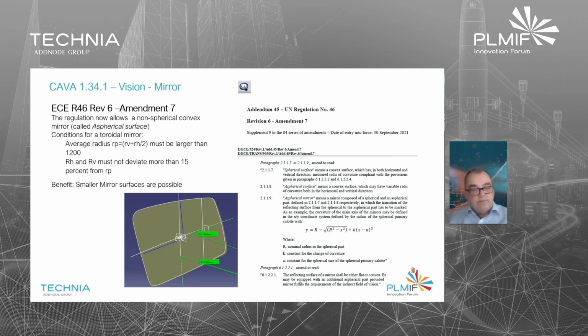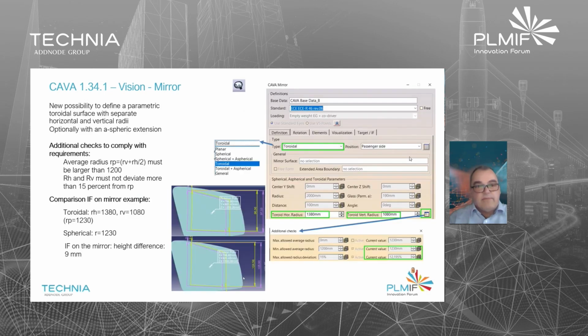But the camera monitor systems are still in challenge with the mirrors. It's not clear which the customers prefer more. So there's also some news in the CAVA mirror area. There is a new regulation that allows to have a non-spherical mirror. That means you can create a different shape of mirror that allows you to create smaller mirrors, which is also desired by the OEMs and mirror manufacturers because they have less aerodynamic drag.